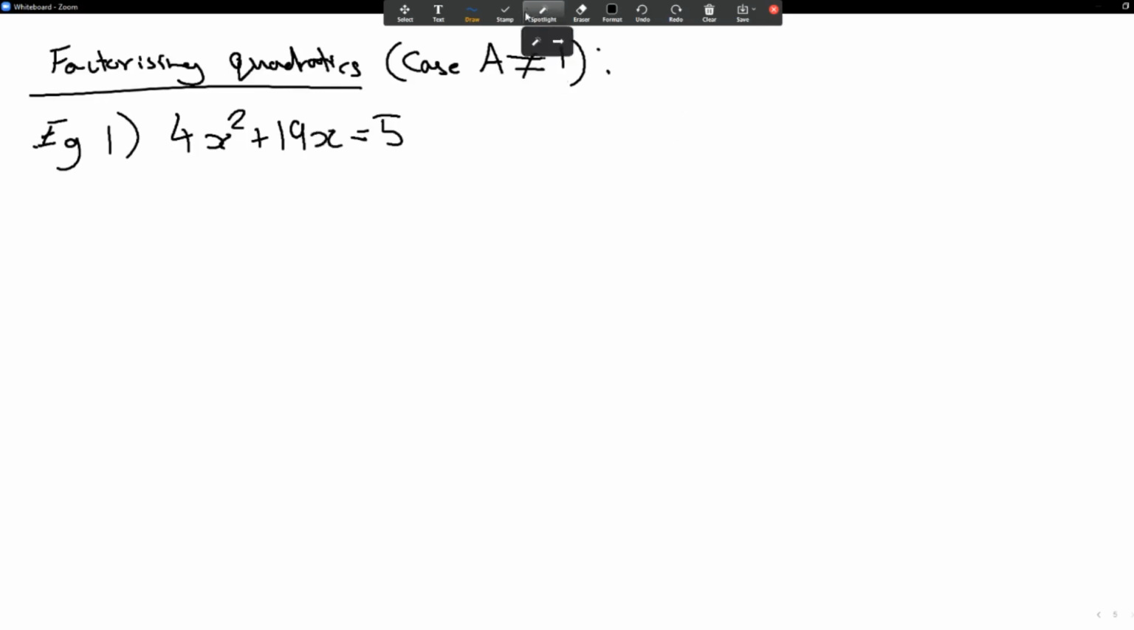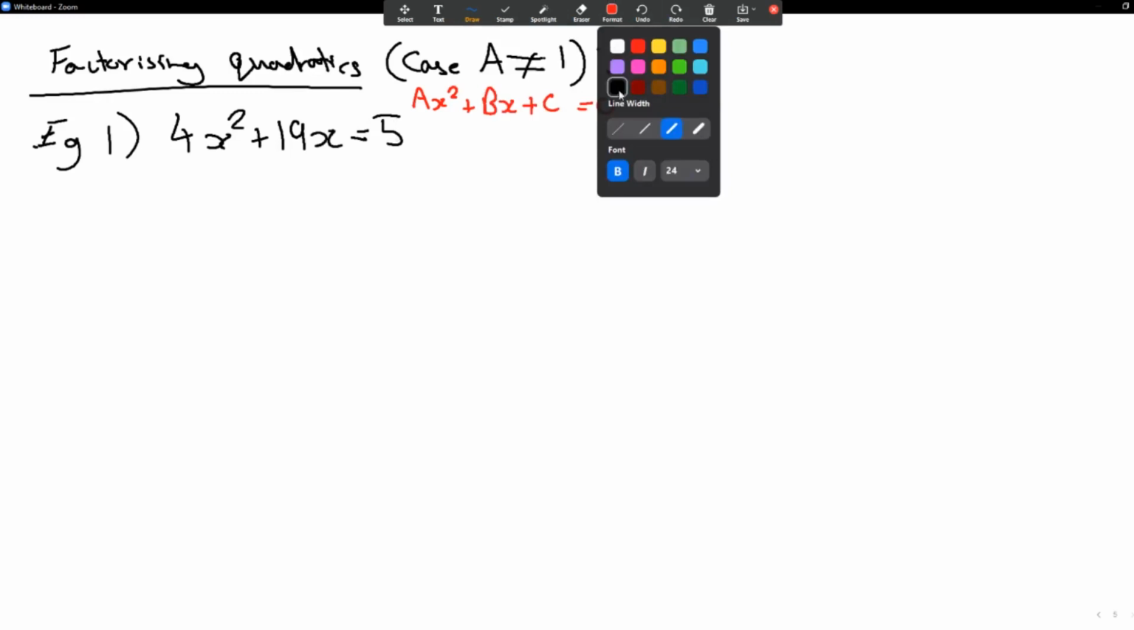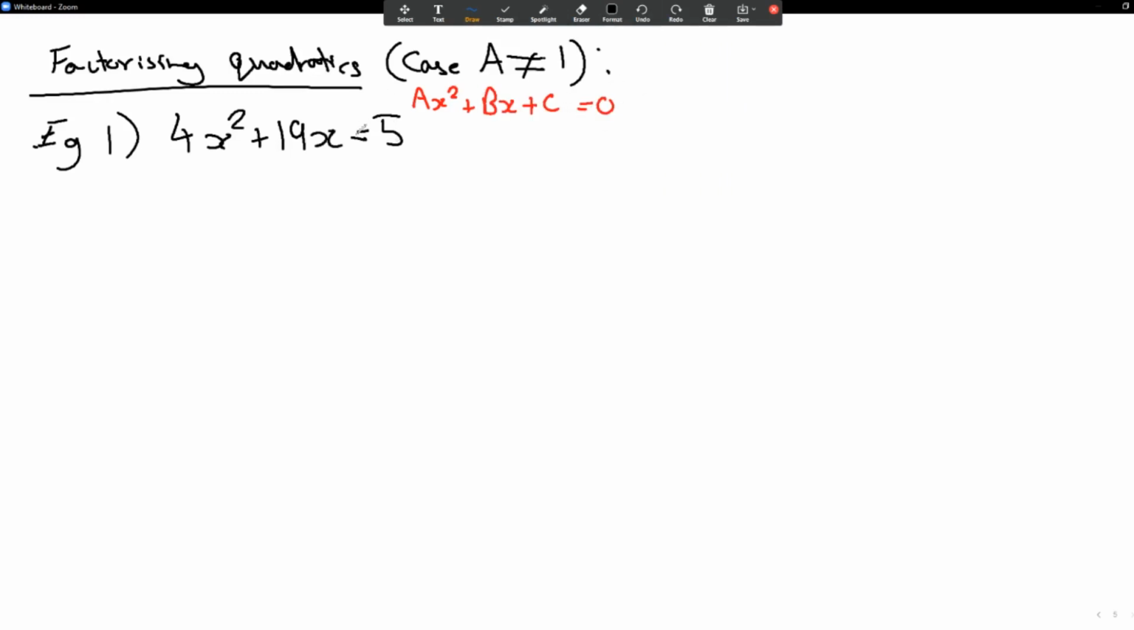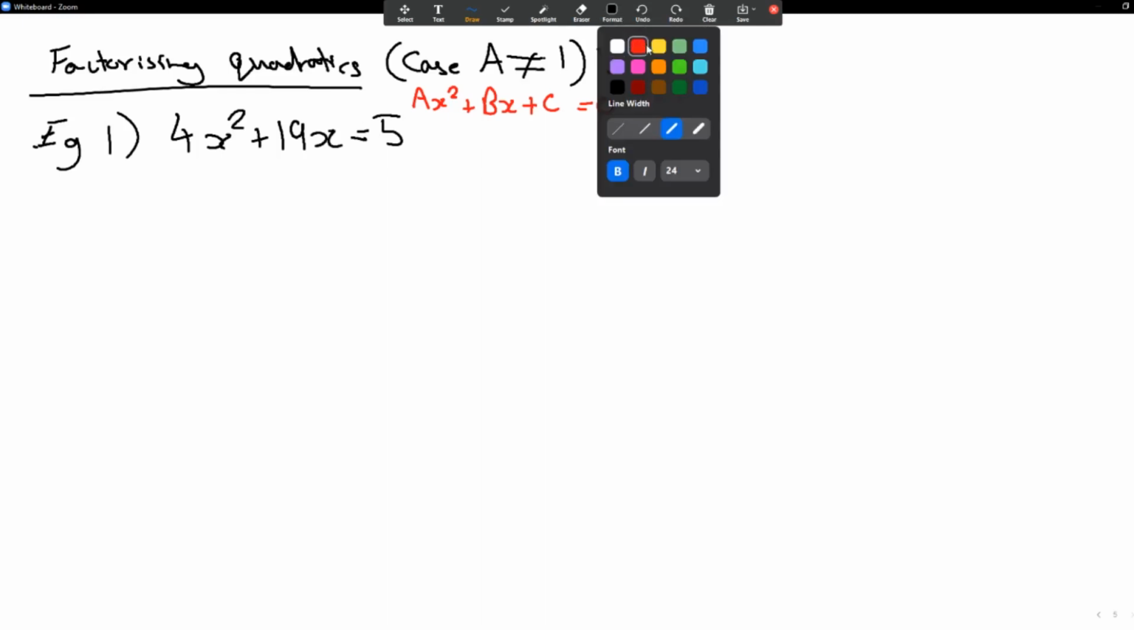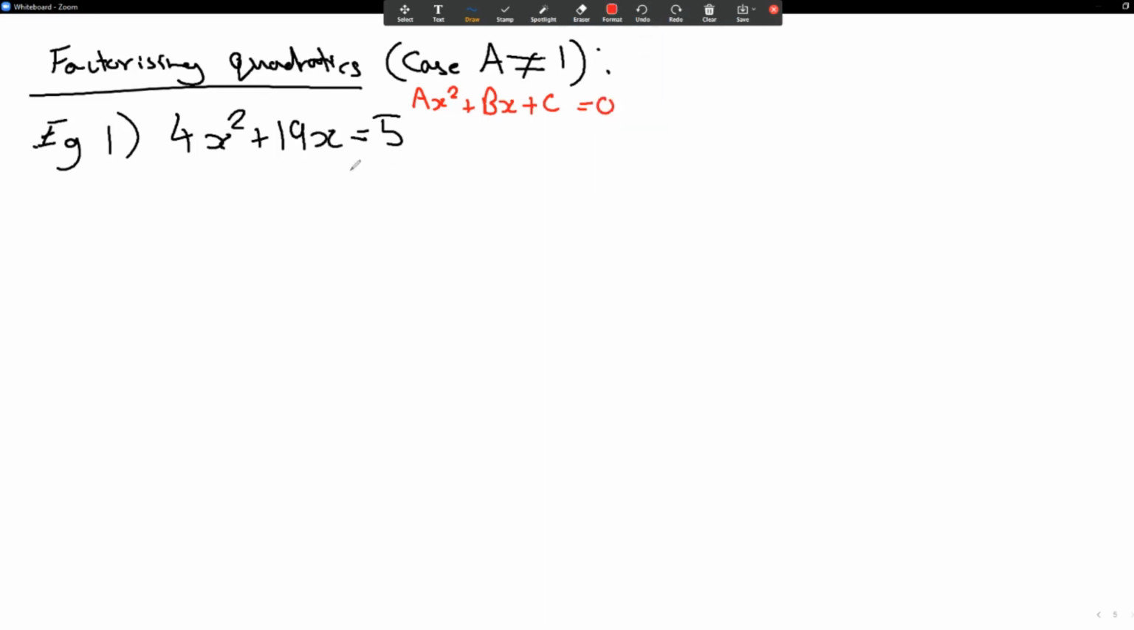Now, if I write our standard quadratic form, you can see that this isn't actually in the right form, because it doesn't equal 0, it equals 5. So what we need to do is manipulate this equation to get 0 on this side.